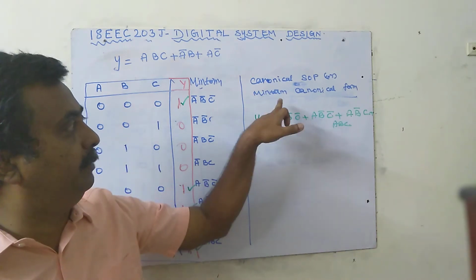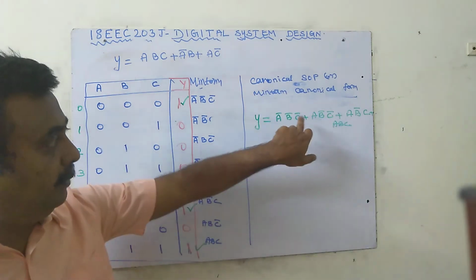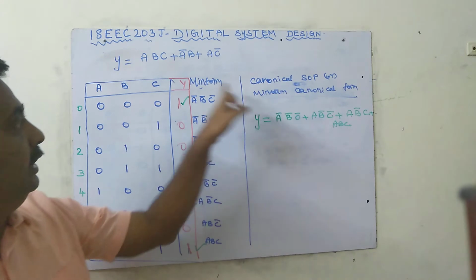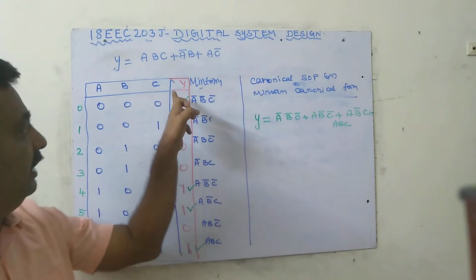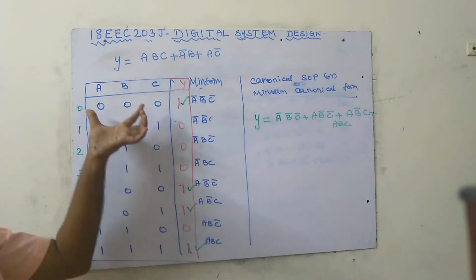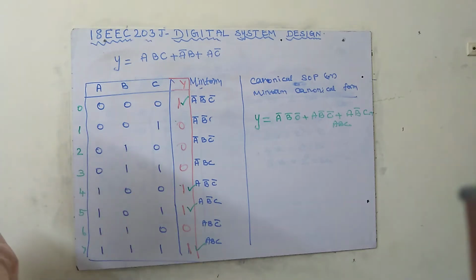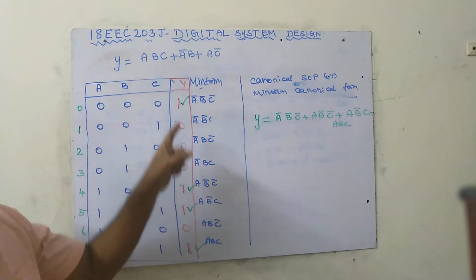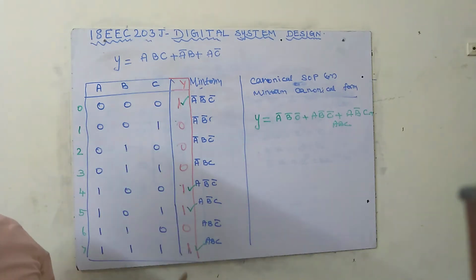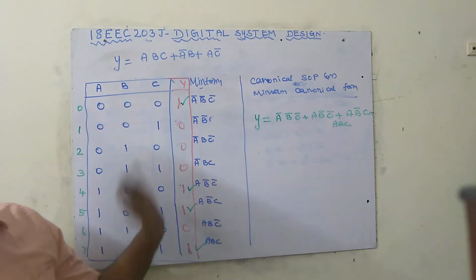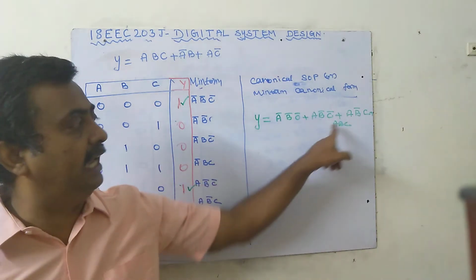Canonical SOP form, or minterm canonical form, means that if we implement this equation using gates, we will get this output. Thus we can verify it. The customer will say, okay, I want an output like this, and we have to design it.